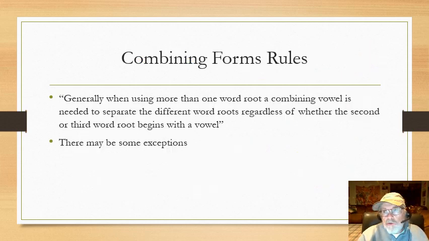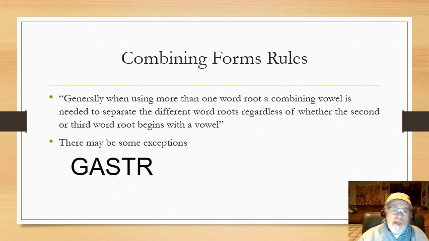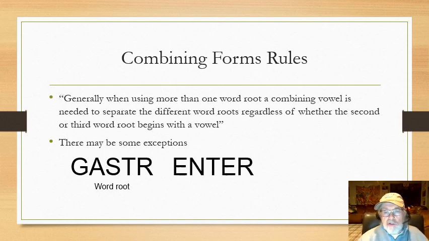Let's go over some rules. Generally, when using more than one word root, a combining vowel is needed to separate different word roots, regardless of whether the second or third word root begins with a vowel. There are some exceptions to all these rules. Let's look at the example. Gaster, we mentioned, means stomach. So that's one word root. Let's add another word root. Enter, we know, means intestine.